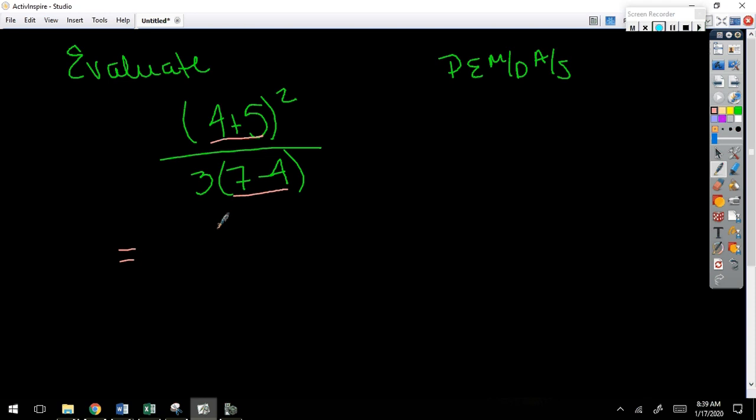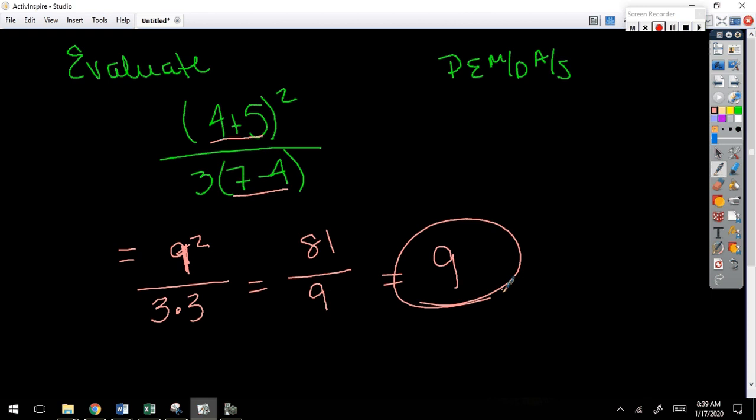How about the top? What does it become? 9 squared over the 3 still out there. What's 7 minus 4? 3. Now what? Exponents. What's 9 squared? 81. 81 divided by 9 is just 9. Easy peasy? All right, let's kick it up a notch then.